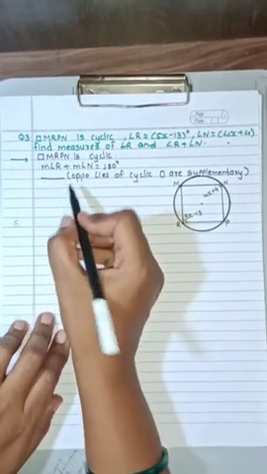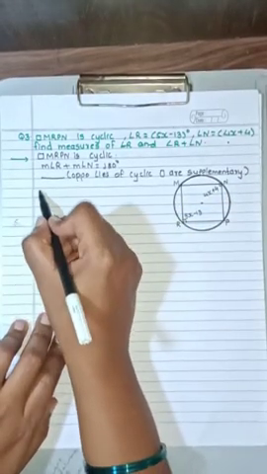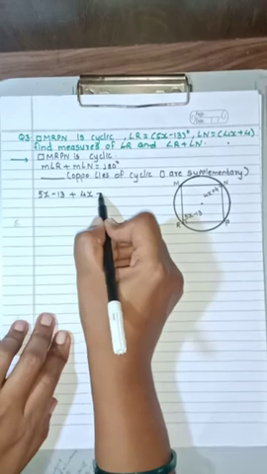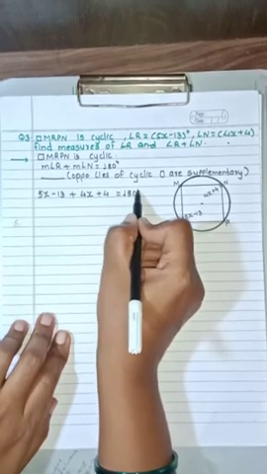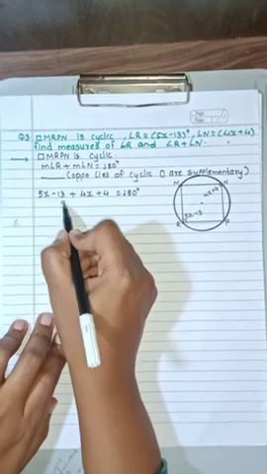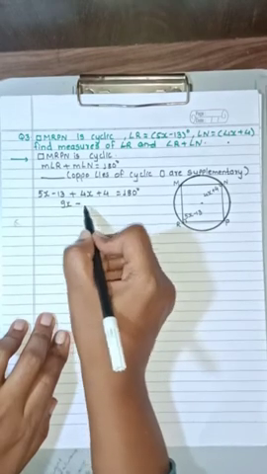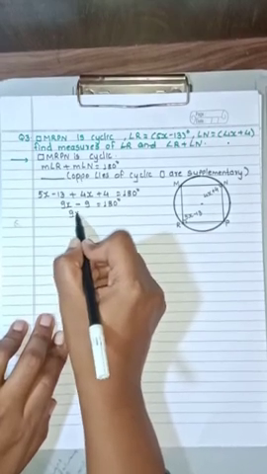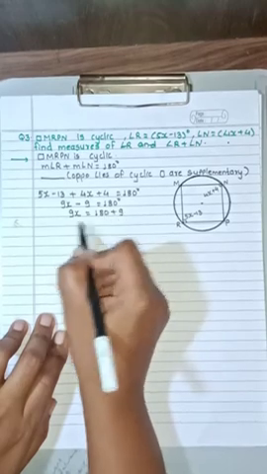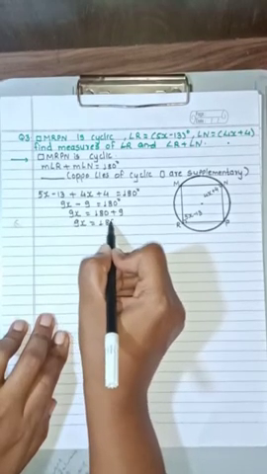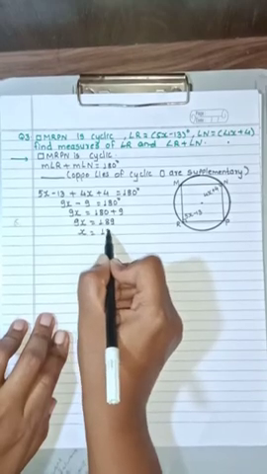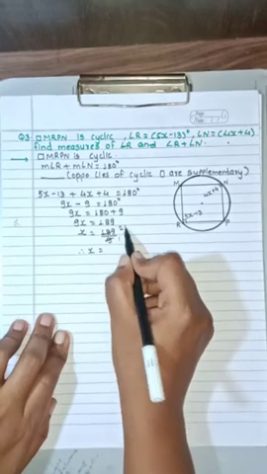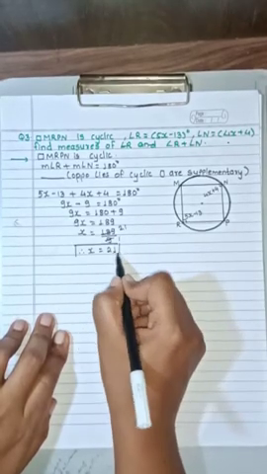Okay, now how much is the measure of angle R? That is 5x minus 13, plus the measure of angle N is 4x plus 4, that is equal to 180 degrees. Now 5x plus 4x is 9x, minus 13 plus 4 is minus 9, that is equal to 180 degrees. Therefore 9x is equal to 180 plus 9. 9x is equal to 189. Therefore x is equal to 189 upon 9. Therefore x will be 21.